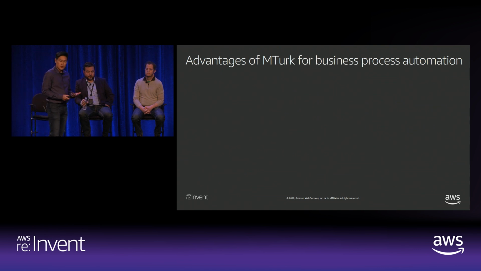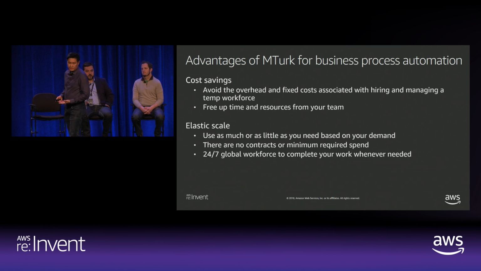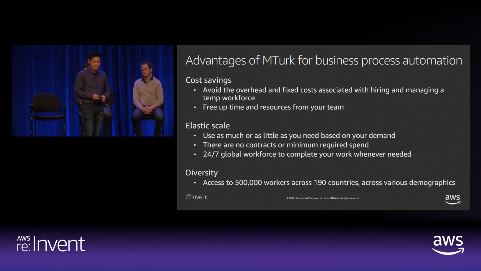So what are some advantages for using MTurk for business process automation? Well, one, cost savings. You save in costs because you avoid the overhead and fixed costs associated with managing and hiring a temporary workforce. If you're using your own employees, you'll be able to free them up for more higher value work. You can easily scale up and down, and you can use as much or as little as you need based on your demand. There are no contracts or minimum spend requirements. You also get the flexibility of a 24/7 global workforce to complete your work whenever needed. And lastly, you get diversity. You get access to 500,000 workers across 190 countries, across various demographics.